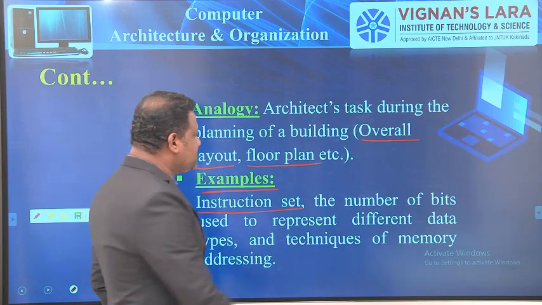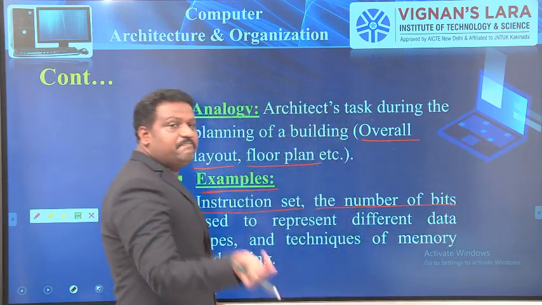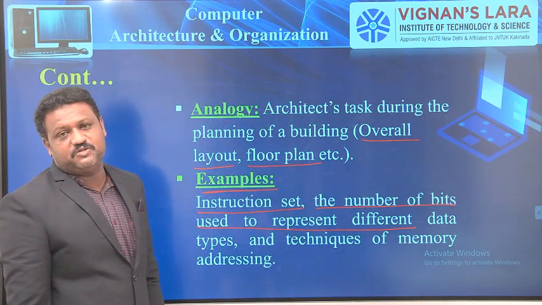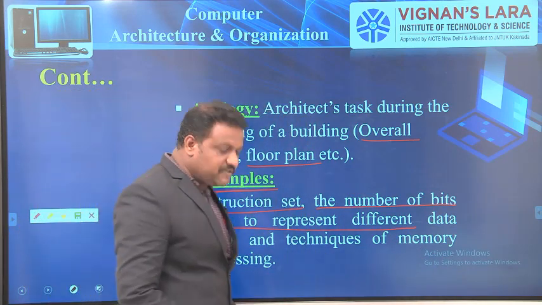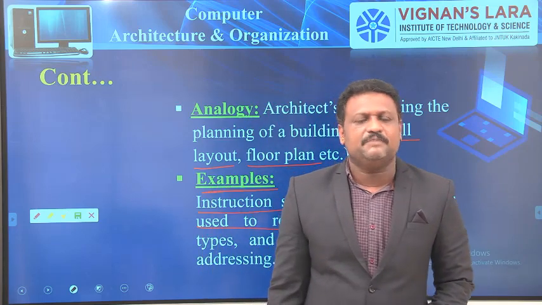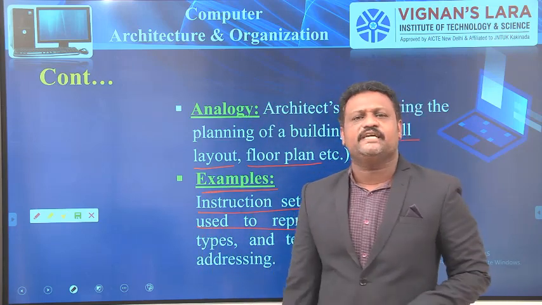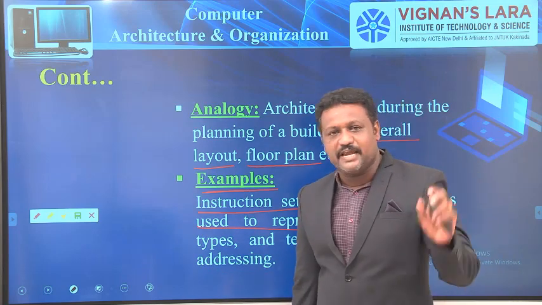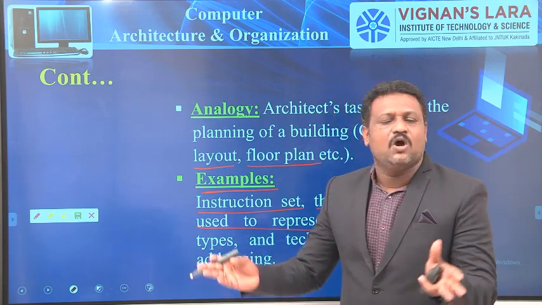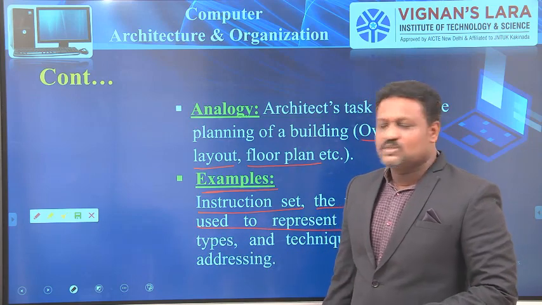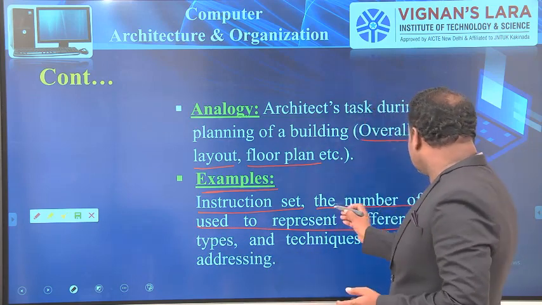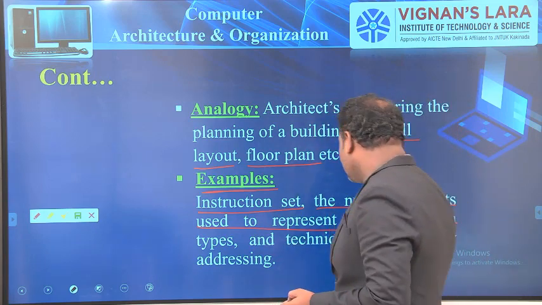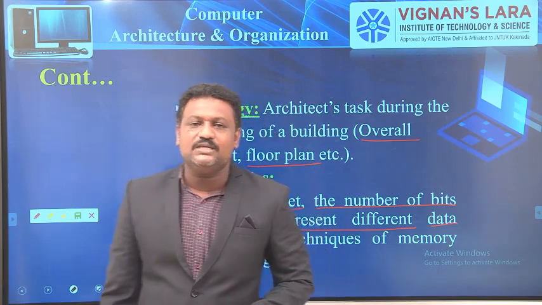Coming to the second example, that is, the number of bits needed to represent different data types. In our computer system, we are using different data types. Sometimes we are using unsigned numbers, sometimes signed numbers. What are their sizes? That means your number can be represented with 8 bits, or with 16 bits, or maybe 32 bits. So the second architectural attribute is the number of bits used to represent different data types.